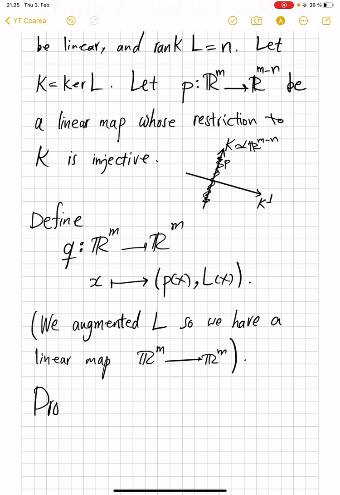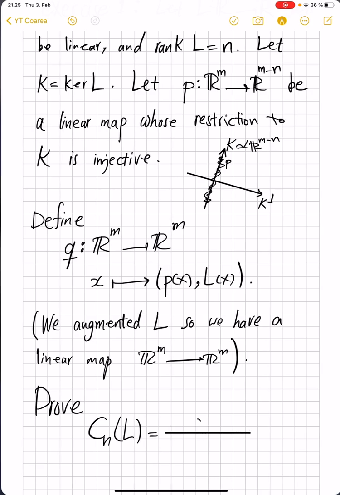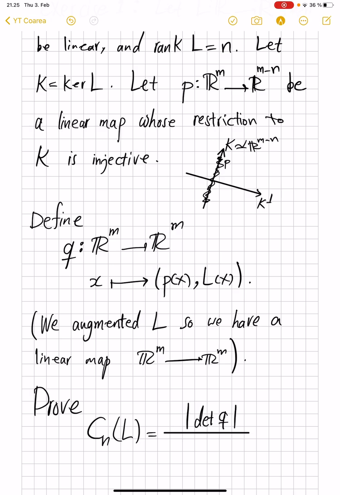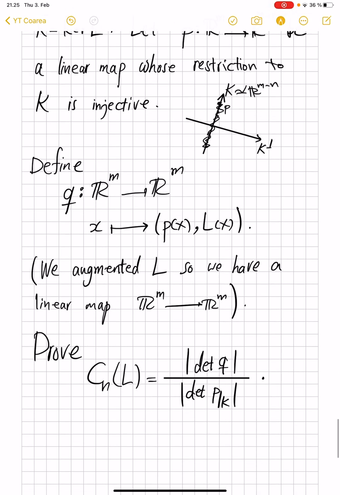Now, the exercise is to prove that this Coarea factor of L is equal to the absolute value of the determinant of Q, divided by the determinant of P restricted to this kernel. It has obvious connections to all we've been saying and the geometry that we have discussed. This says that from the determinant of Q, take away the contribution that comes from what P does on the kernel. We don't want to know what Q does on the kernel of the map L.